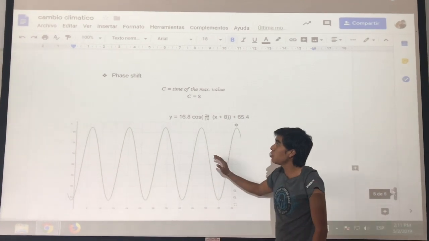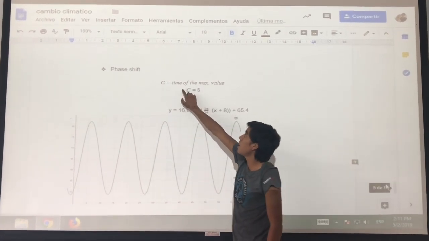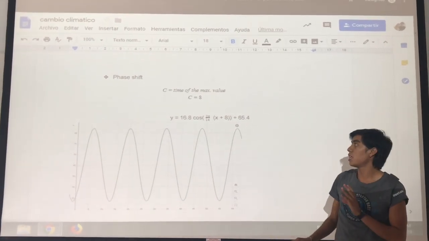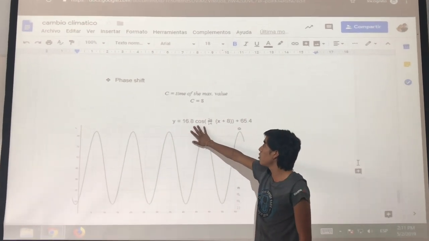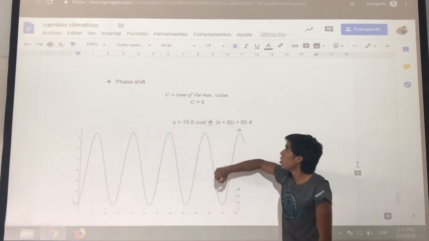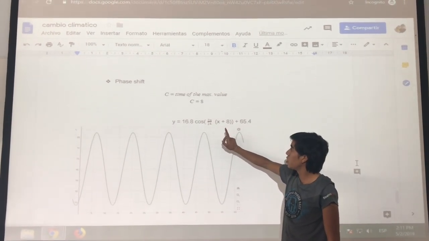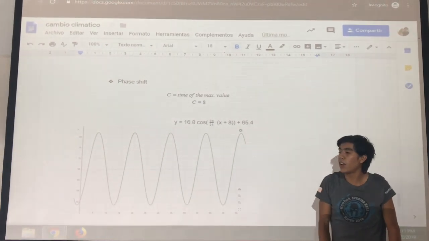The last value was the horizontal phase shift, that is the time on the maximum value, that in this case was 8, and our complete formula was 16.8 cosine of 2 pi divided by 14 times (x plus 8) plus 65.4.